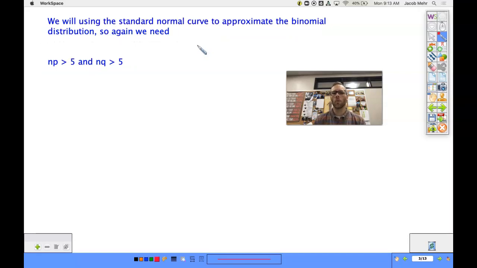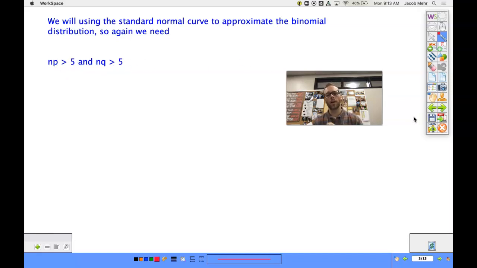So remember, when we use a standard normal curve to approximate the binomial distribution, our criteria is that n times p has to be greater than 5 and n times q has to be greater than 5. Remember, this is the number of successes, n times p, and this is the number of failures. So number of successes has to be greater than 5, number of failures has to be greater than 5.